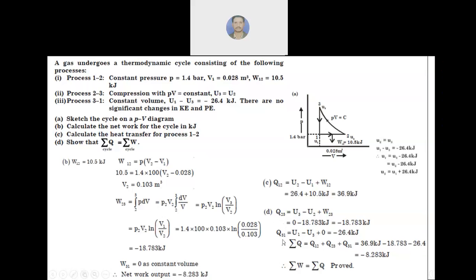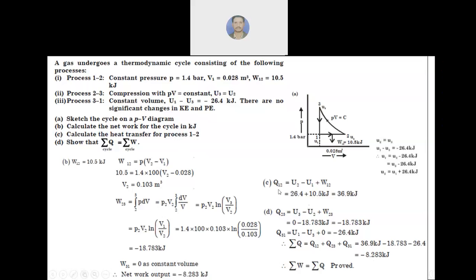Now Q31. Q31 is a constant volume process, which means work done is 0. So apply first law: U1 minus U3 plus work done. Work done is 0. Now U1 minus U3 is how much? Already given minus 26.4. Put the value, you will get Q31. Now add all these three. You will get total heat transfer. This is coming minus 8.283.